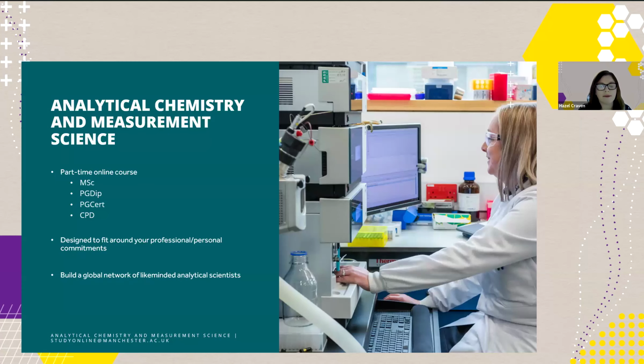So just to give you a little bit more detail about our analytical chemistry and measurement science programme. There are a number of different study options which are available to our students. All of it is part-time and online, and all of the learning is fully online as well, just to make sure that that's perfectly clear for everyone. There are a few different qualification options: a master's, an MSc, or a postgraduate diploma, postgraduate certificate, or the CPD, or continuing professional development.